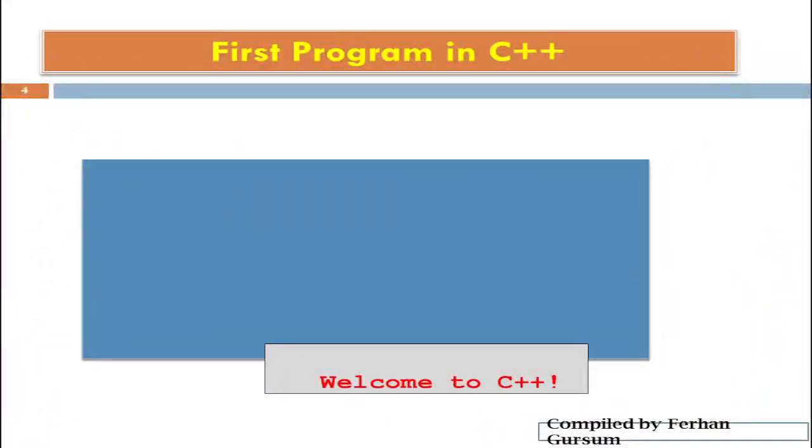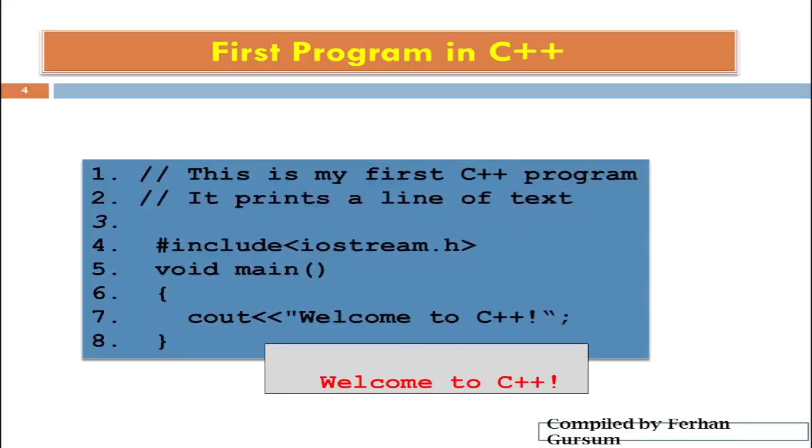When we come to the first program in C++, let us see. This is my first C++ program. It prints a line of text, okay? For example, under the numbers 1 2 3 4 5 6 7 8, we will see together what they are.